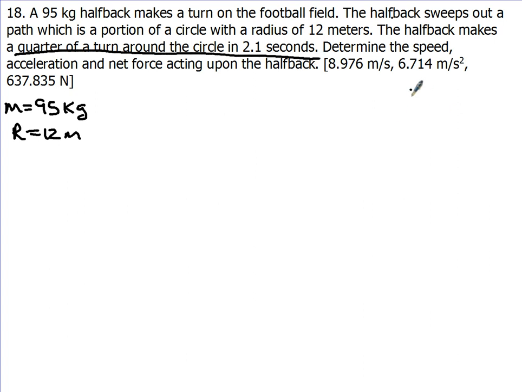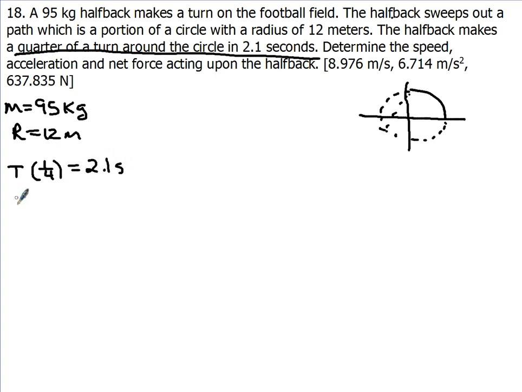So how much is this? He only goes a quarter. He doesn't go the whole circle. And that's not a circle anyway. All right, he only goes a quarter of it in 2.1 seconds. Find speed, etc. So let's see. The time for a quarter of the circle is 2.1 seconds. So the time for the whole circle, I multiply through by 4 on both sides, is 2.1 times 4, or 8.4 seconds. So the period is 8.4 seconds.